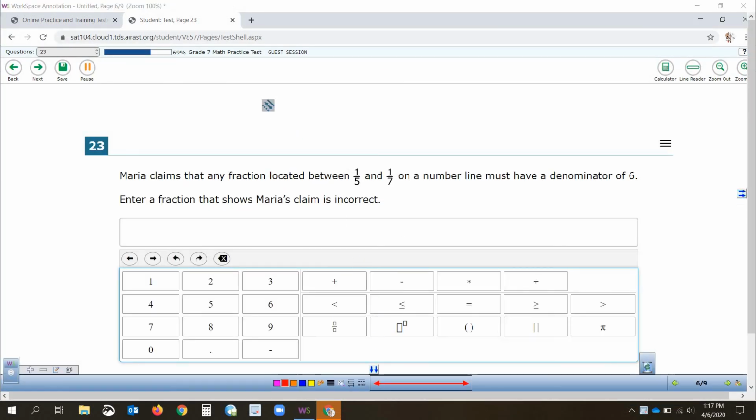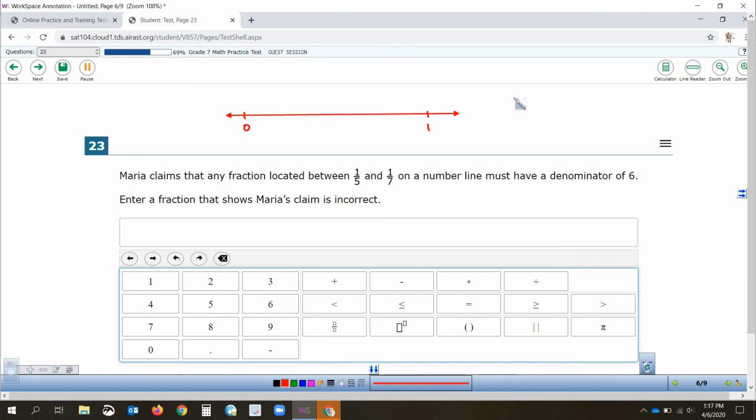All right, so I'm going to go ahead and make a sketch here of a number line. And I'm going to put 0. And way over here, to leave myself lots of space, I'm going to put 1. And the reason that I put 0 here and 1 here is because 1/5 and 1/7 are between 0 and 1.